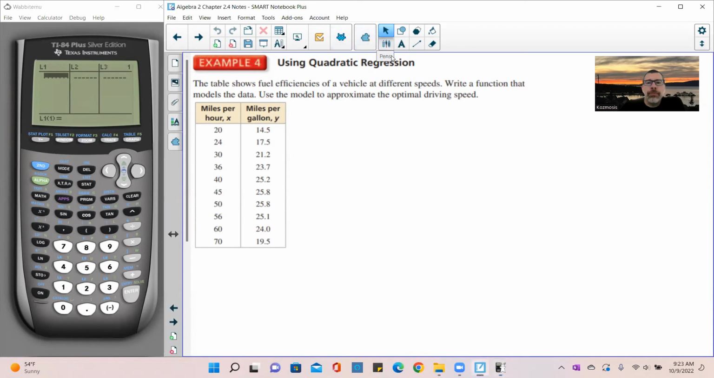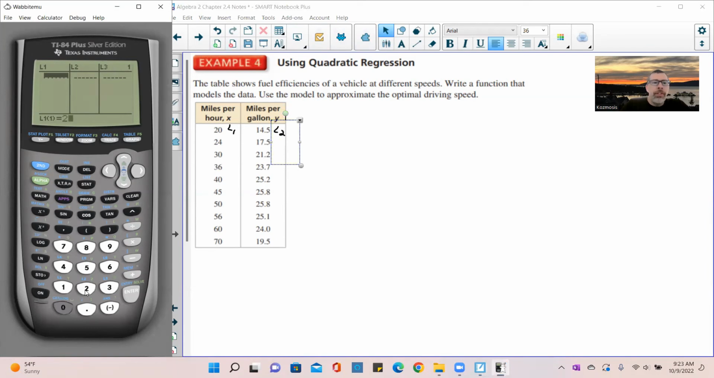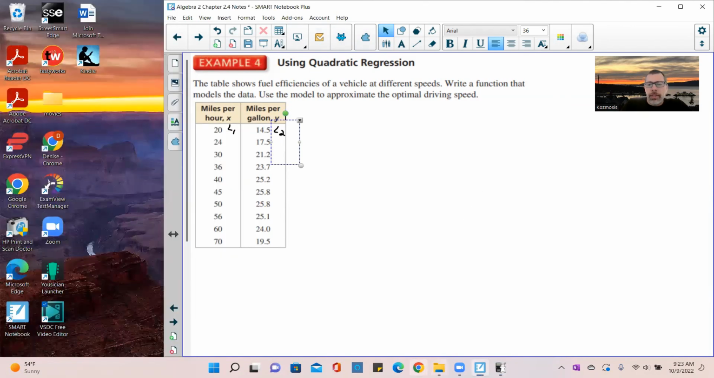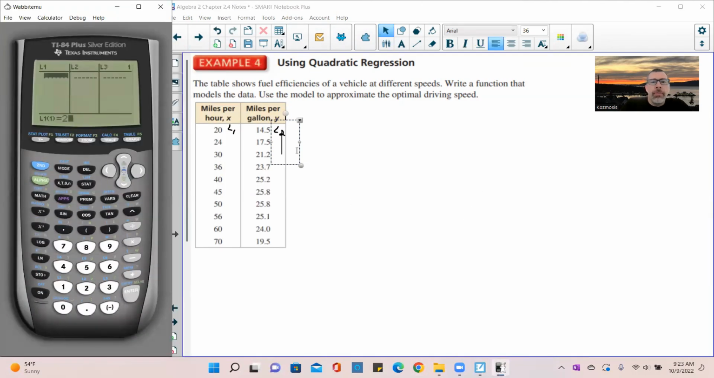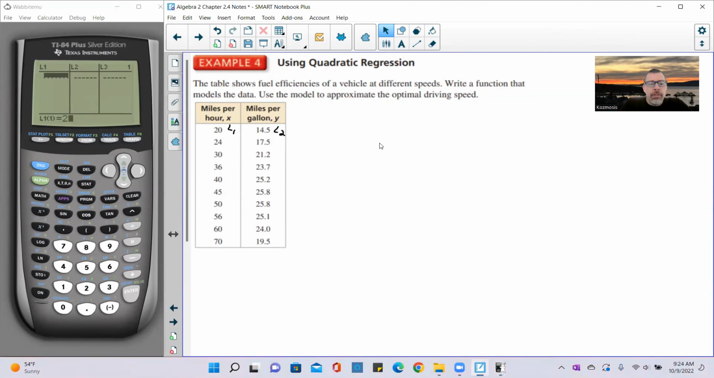So for starters, X is going to be L1 and Y is going to be L2. So I'm going to enter these into the calculator. It's easier with a keyboard, 20. Whoops. Okay, how about over here? 20. Okay, just a moment. Something's not working on my cursor.